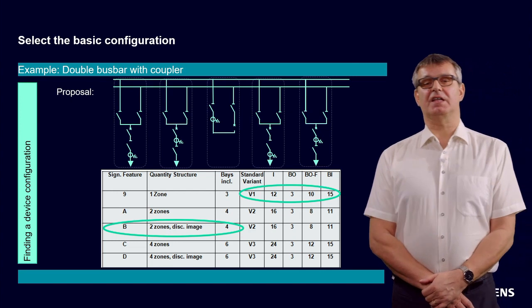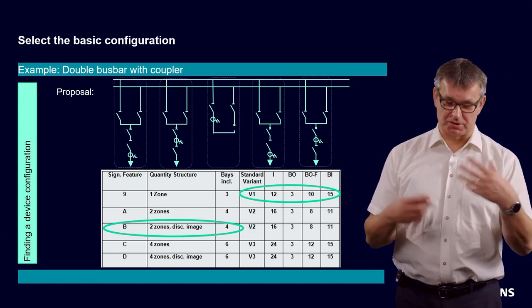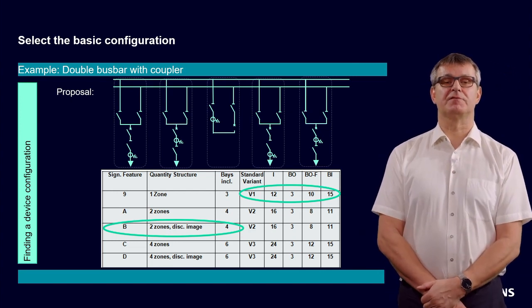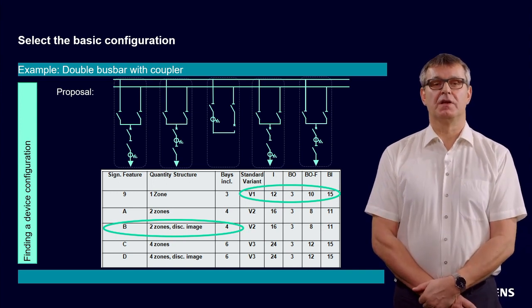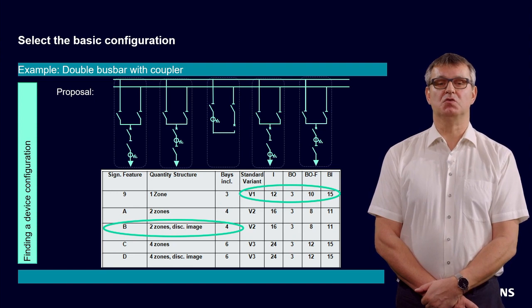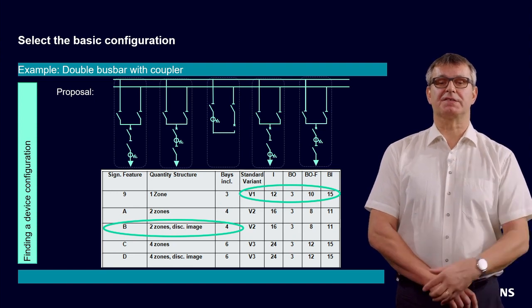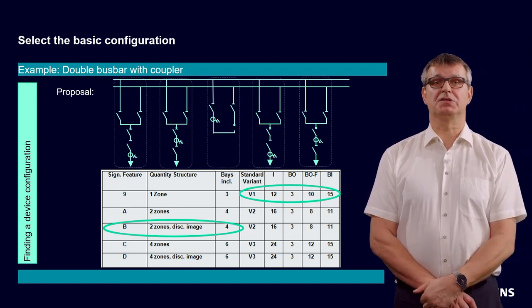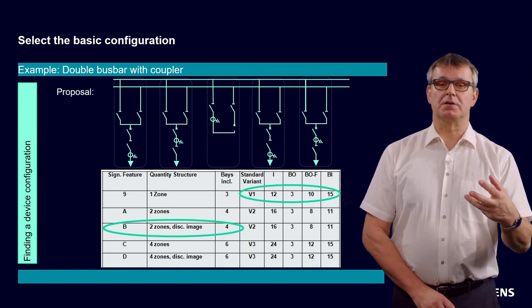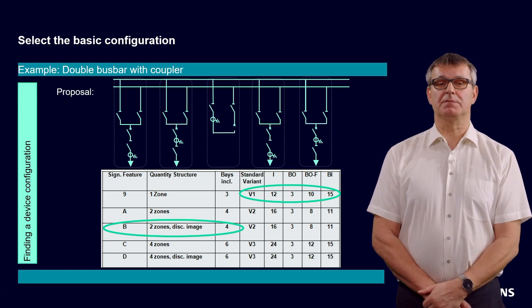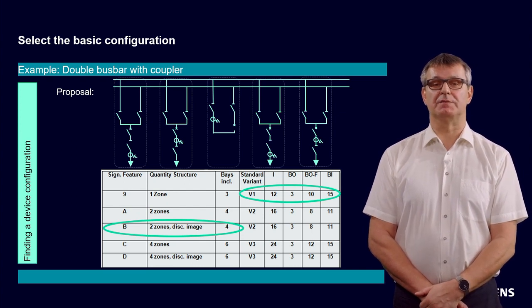We will start with significant feature B. We will select a 7SS85 with significant feature B. And we will start our configuration with hardware variant version 1, which brings us 12 current inputs, which means 3 measuring points, all in all 13 binary outputs and 15 binary inputs.